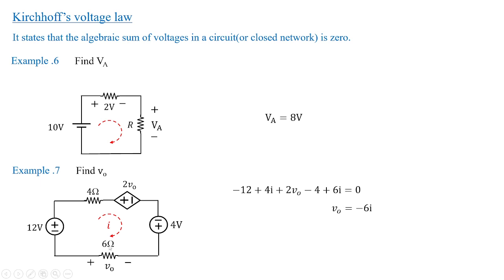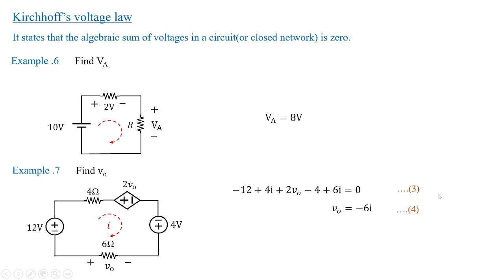Another equation you can see, V0 is a measurement of voltage across 6, in which 6i is flowing. But according to the convention of the given problem, the minus sign is giving a counter direction to our assumed clockwise direction. So V0 is equal to minus 6i.